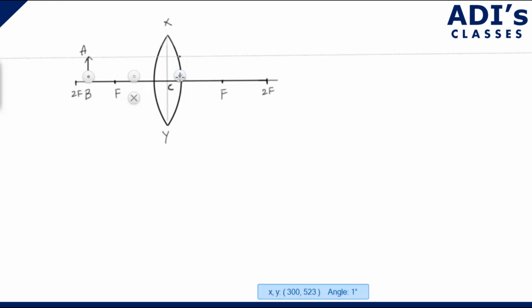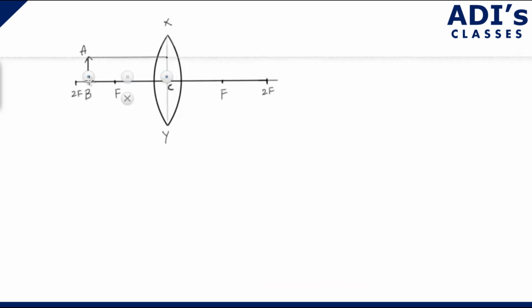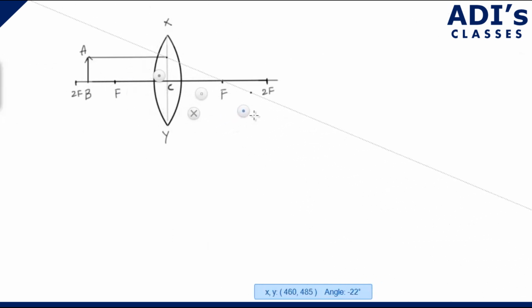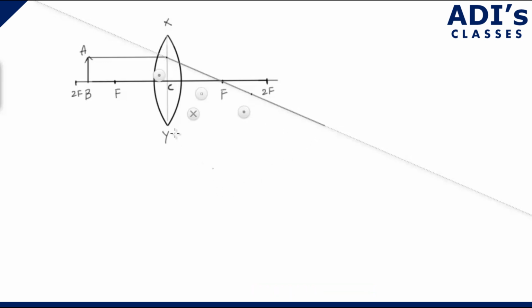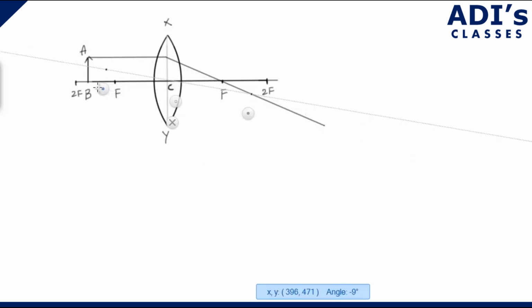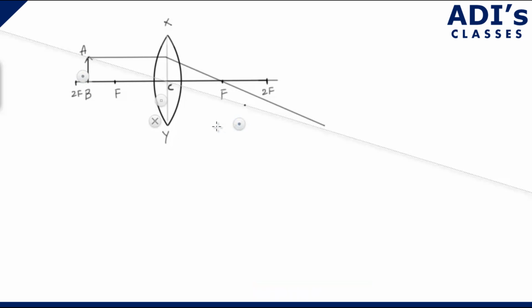Now from the point A, we have a line which is moving parallel to the principal axis. Any line which is moving parallel to the principal axis will obviously pass through the principal focus. So we have a ray of light moving this way, and then another ray of light which moves through the center of curvature. That particular ray of light moves undeviated. So we have another ray of light moving like this. This is going a little far, but I think it's fine.